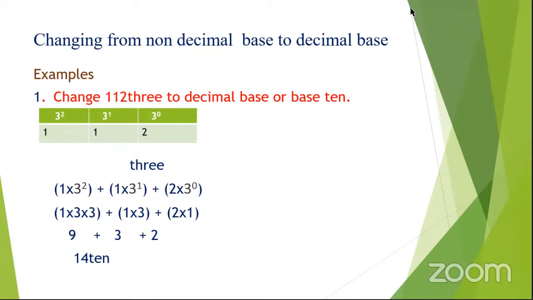If on 2 times 3 plus power 0, isn't it supposed to be 2 times 0? No, any number to power 0 is a 1.